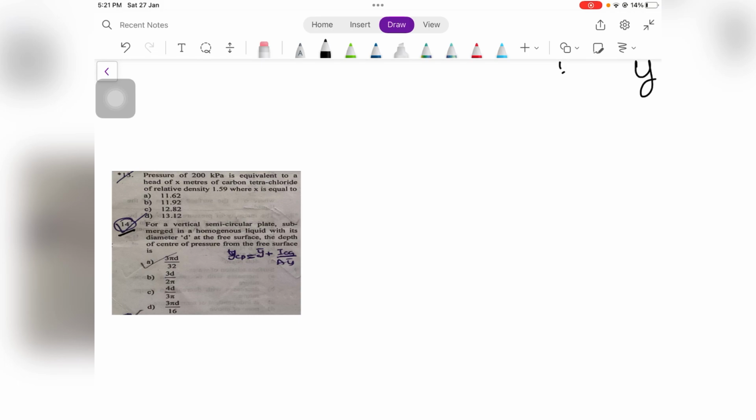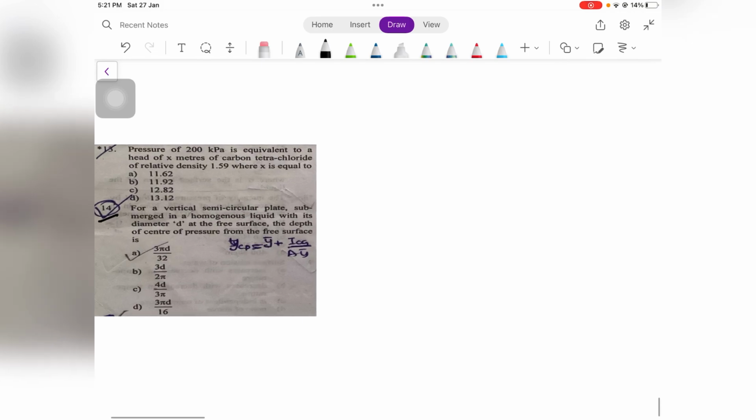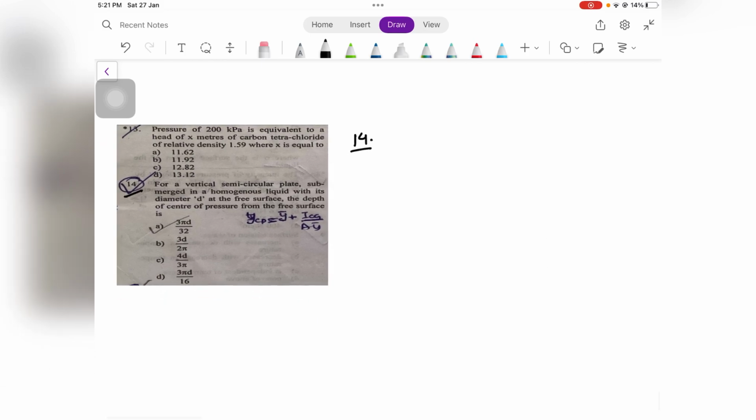Hello dear students, today let us discuss question number 14 of the chapter on fluid mechanics. Question number 14 says that for a vertical semicircular plate submerged in a homogeneous liquid with its diameter d at the free surface, the depth of center of pressure from the free surface is.